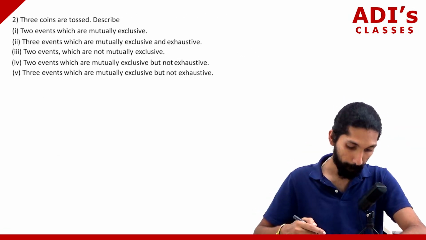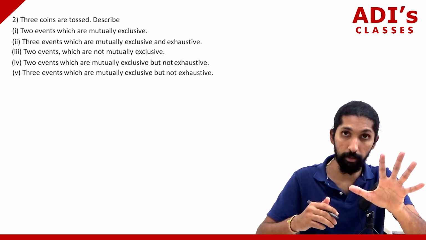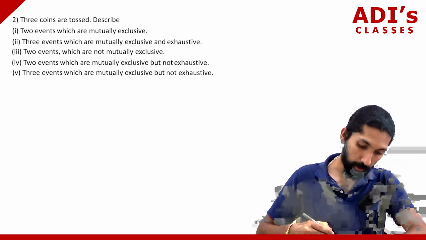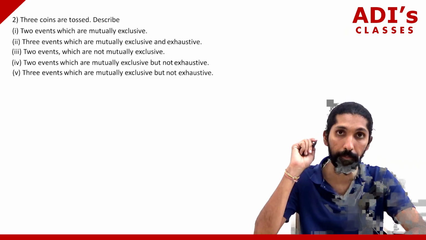Look at the second one. 3 coins are tossed. Describe 1, 2, 3, 4, 5. There are 5 sub questions. Correct? See, the first one, what we'll do is we need to write the sample space. That has to be your first step.